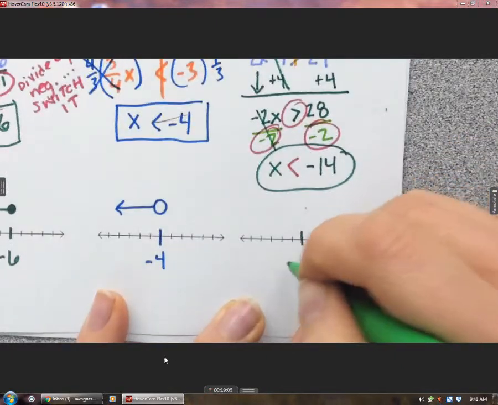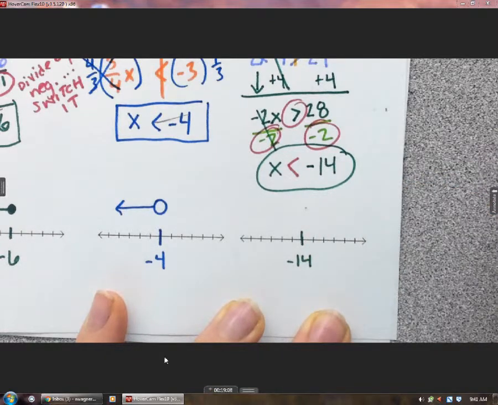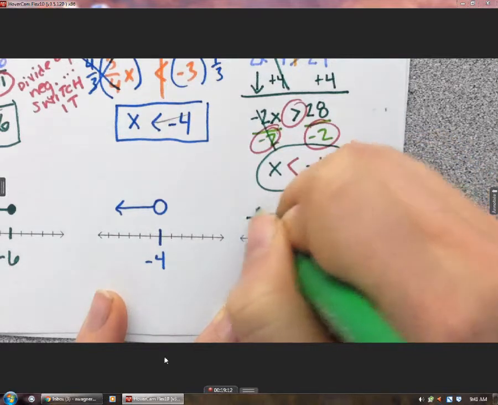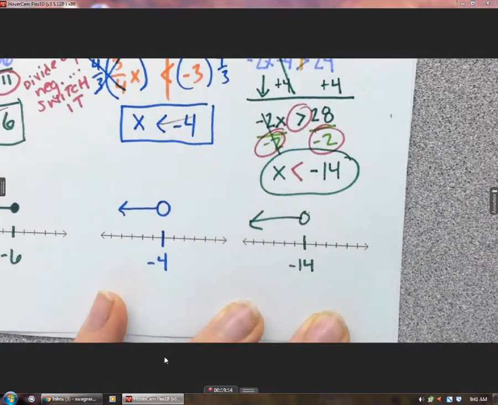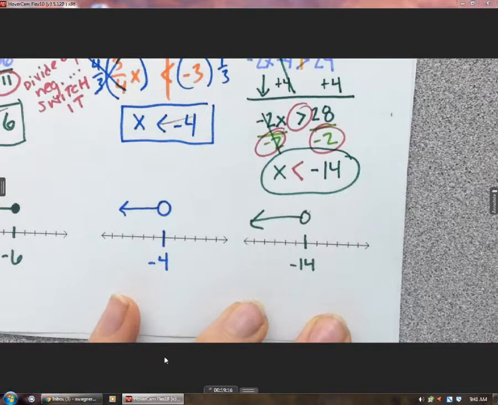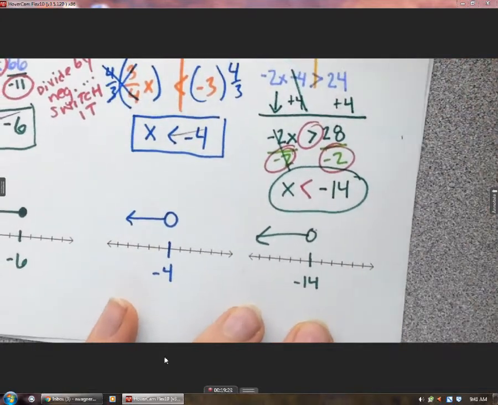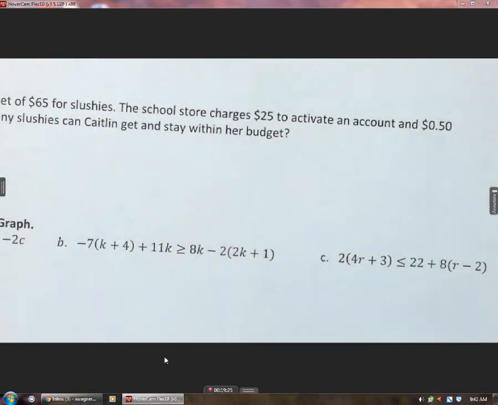So here's -14. Open or closed? Open. Shade left or right? Left. Good. Okay, thumbs up, sideways, down. How confident do you feel about this? You can be honest. Okay, appreciate the honesty. Thank you very much. That's the first half.